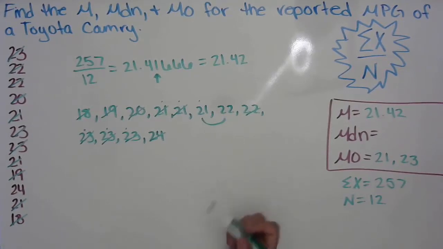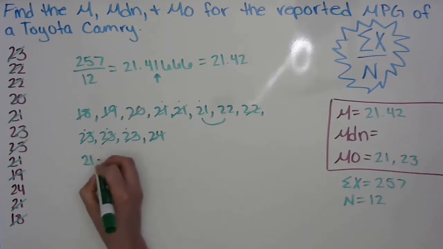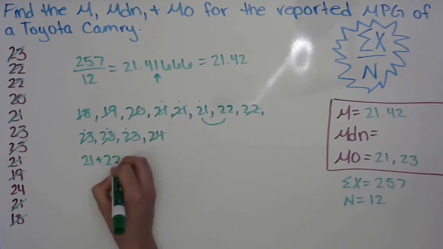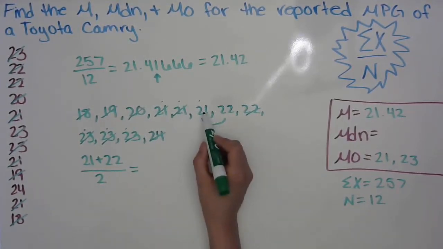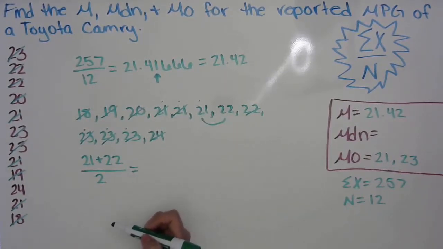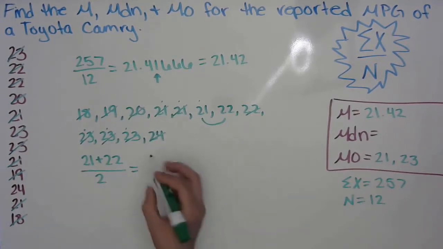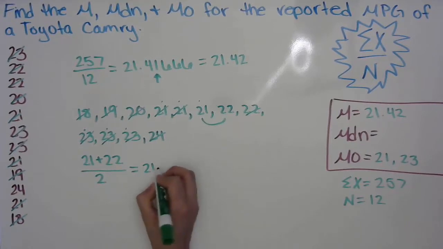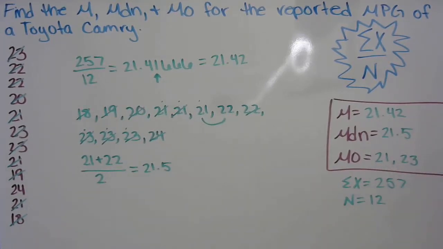Okay, so when you have 2 numbers for your median, what you're going to do is take 21, add it to 22, and then divide by 2. That is going to give you the average. So you're going to take that number, add it to that number, and divide it by how many you have, which is 1 and 2. That's where we get our 2 value here. So when you add 21 plus 22 and divide it by 2, that is going to give you 21.5. So 21.5 is going to be our median.